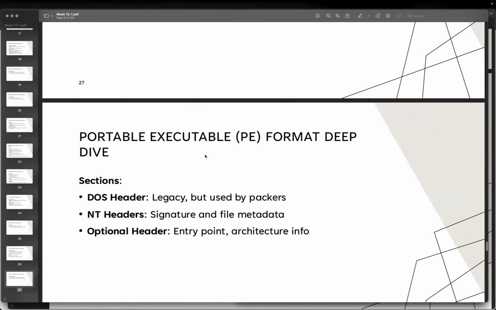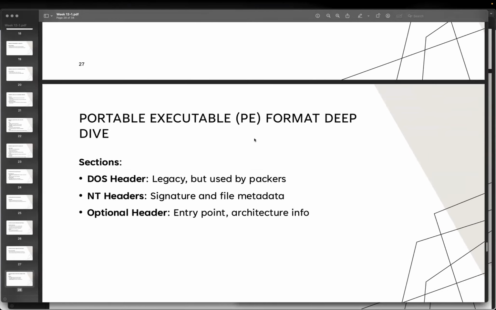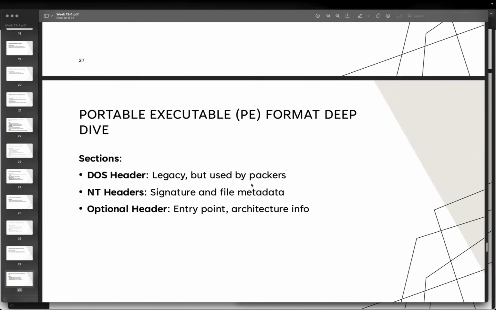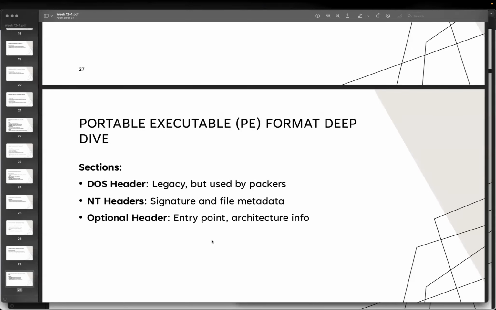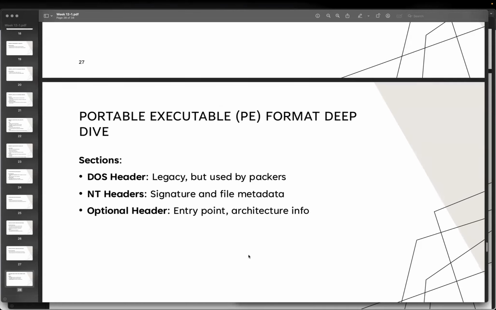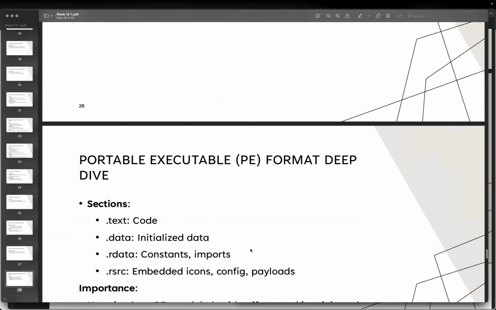Okay, and we also have the portable executable, the PE. We have the PE format, remember, including the DOS header, which is legacy, and it is used by the packer. And also the NT header, which holds the signature and file metadata. And we also have the optional header, including the entry point and the architecture info. So they stay in the PE.